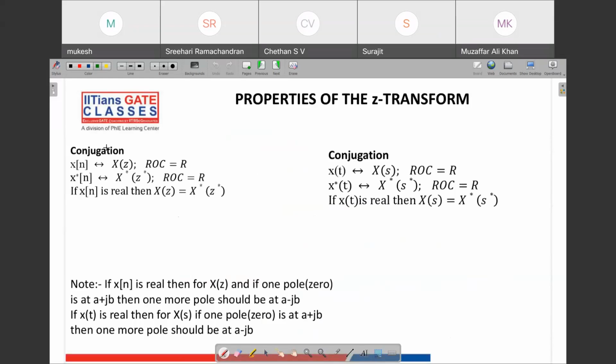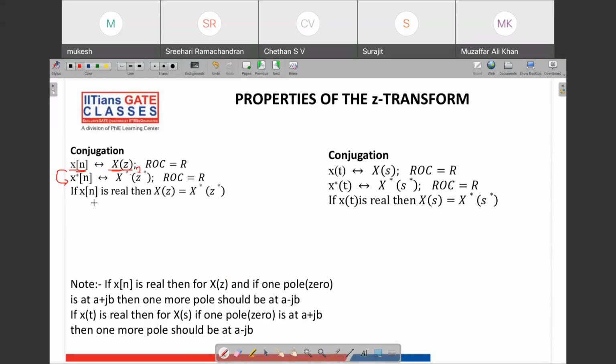Okay, this property I forgot to tell you in the Laplace, so I have covered it here also. It is the conjugation property. Let's say you have a signal x of n and its Z transform is X of z. Then if you take the conjugate of the signal, x conjugate of n, the Z transform will be X conjugate of z conjugate. Okay, the ROC is not going to change.